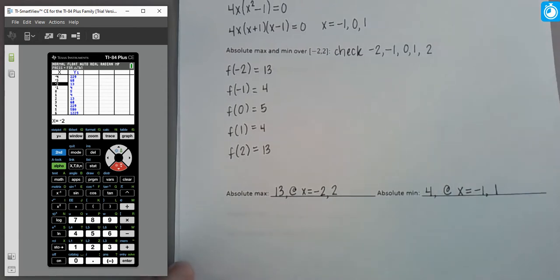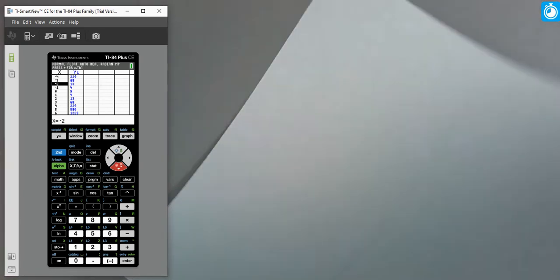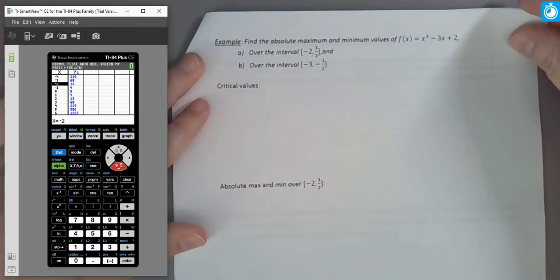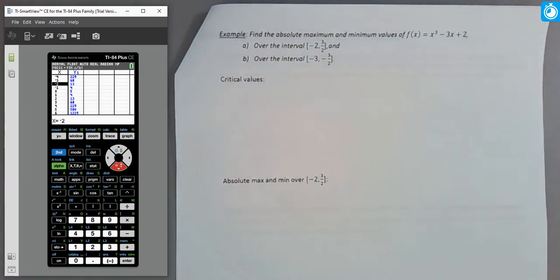Now let's try another example. Okay, so we want to find the absolute maximum and minimum values of this function, f of x is equal to x cubed minus 3x plus 2. We want to look at two different intervals. So first, we're going to look at the interval from -2 to 3/2. And second, we're going to look at the interval from -3 to -3/2.